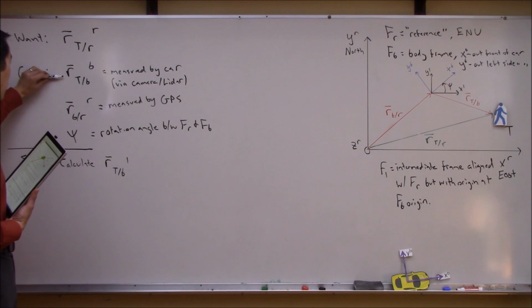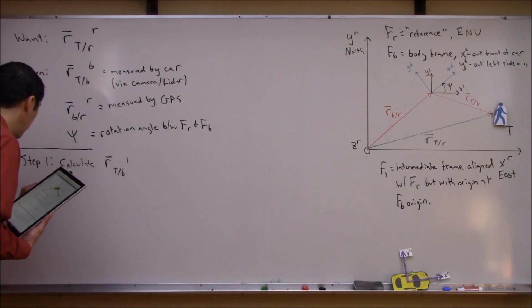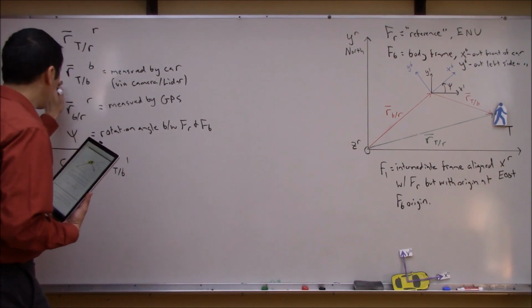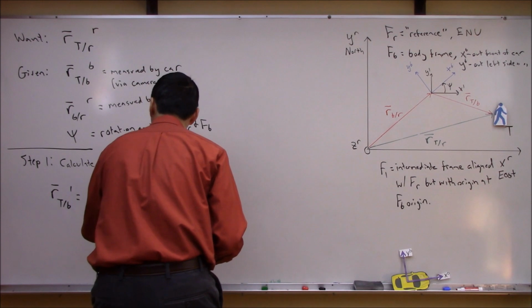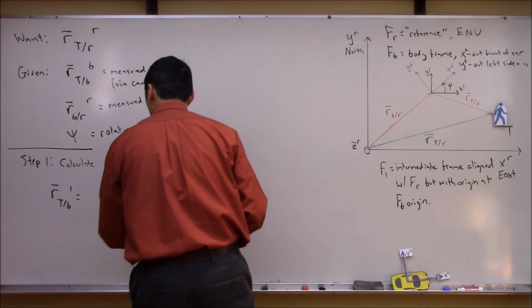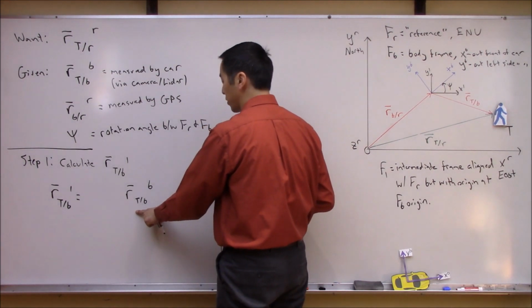We already have this right here. But I want to rotate it to the body frame. So this is actually pretty simple, right? If you think about this, RT with respect to B expressed in the 1 frame. Well, I already have the position of the pedestrian with respect to the car expressed in the body frame, right? This was what the car knows by itself. It measured via LiDAR or camera sensors or whatnot.